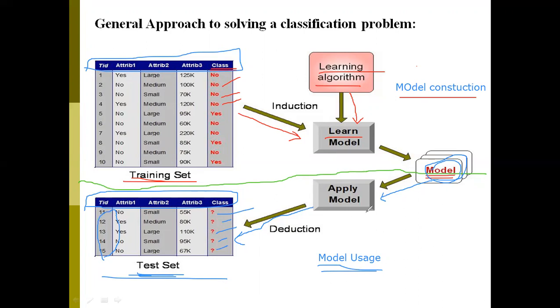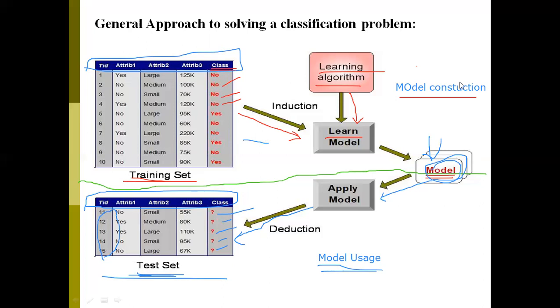If this model gives the results accurately for these 5 records, then obviously it is a good model. Otherwise it is not that good a model, and it is better to go for construction of some other models based on the same training data set.